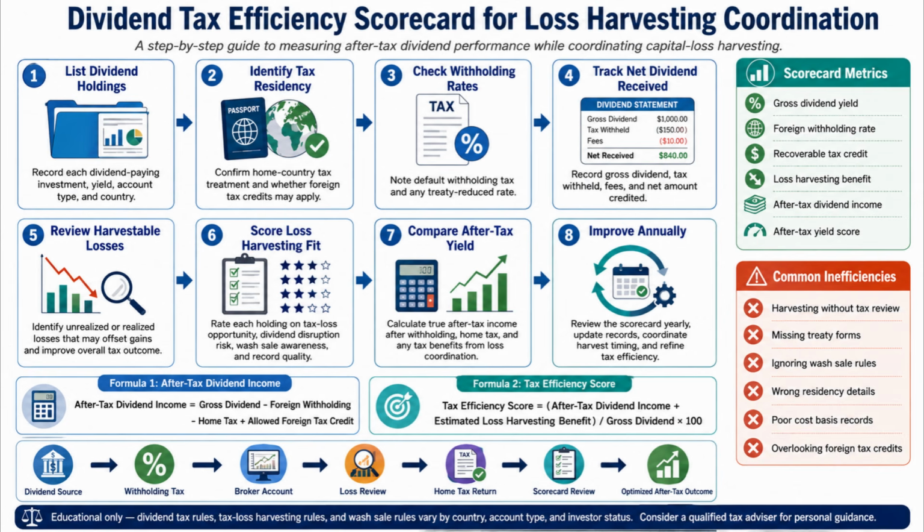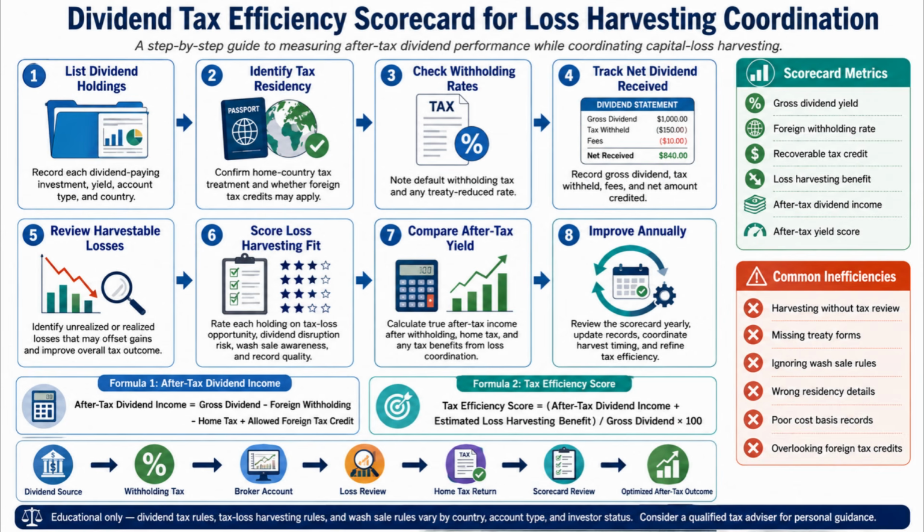So, it is important to note both the default withholding tax rate and any lower treaty rate that may apply. Then, track the net dividend received. For every payment, record the gross dividend, tax withheld, fees, and the final net amount credited to your account. This helps you separate the income shown on the dividend statement from the actual cash received after deductions.